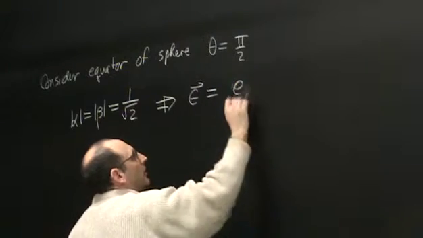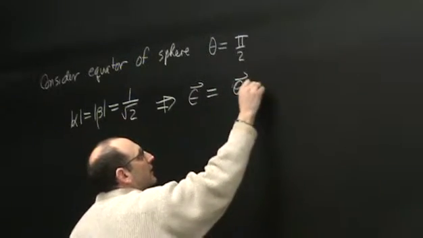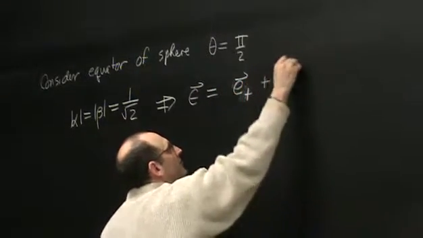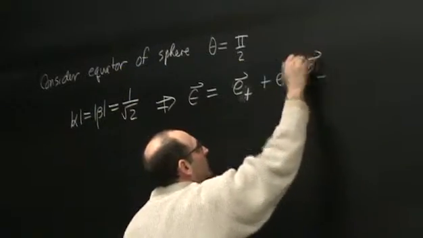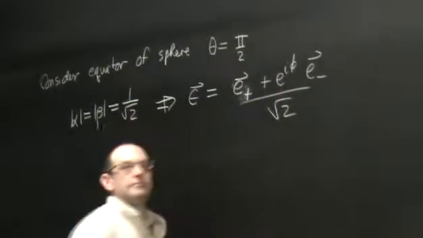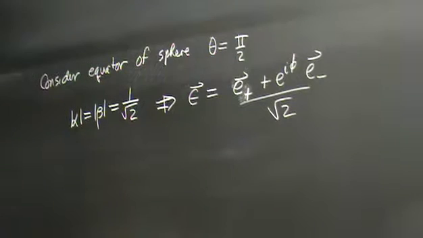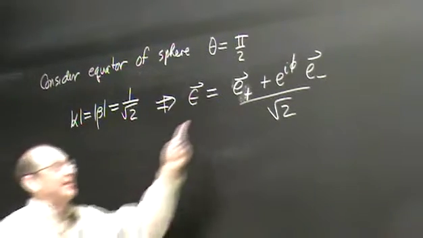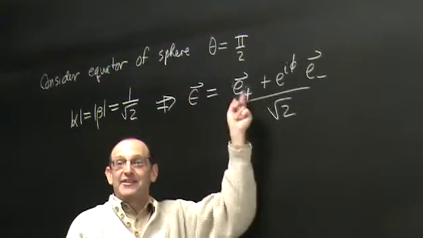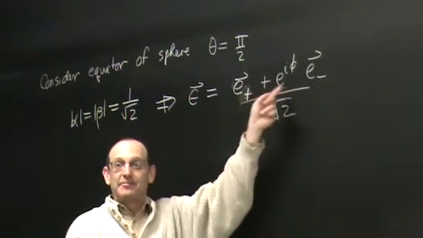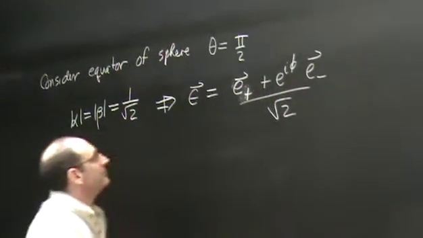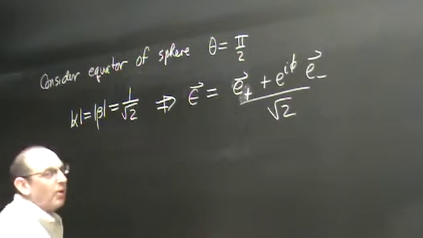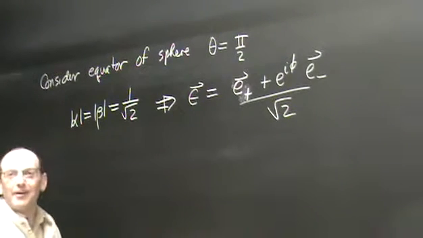So in that case, my polarization vector is equal to E plus plus e to the I phi E minus, over root 2. Right? These are the points on the equator. What kind of polarization is that? It's not so obvious here because this is already in the circular language. I should have done the poles first. Why didn't I do that?